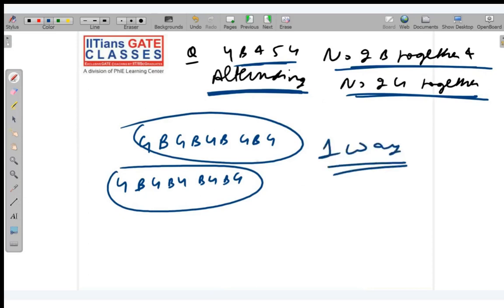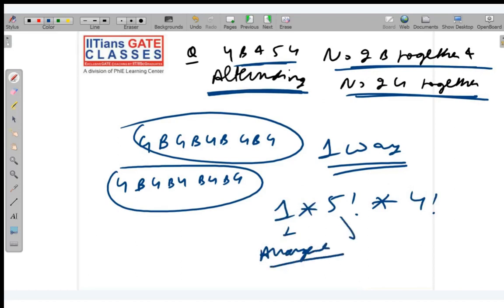Now after this arrangement, I will arrange the girls and boys. Girls, how many ways? 5 factorial. Boys, how many ways? 4 factorial. So 1 multiplied by this: 1 is the arrangement of boys and girls, and then 5 factorial to arrange the girls, 4 factorial to arrange the boys. Okay, yes, please take snapshot. I will jump to the next slide.